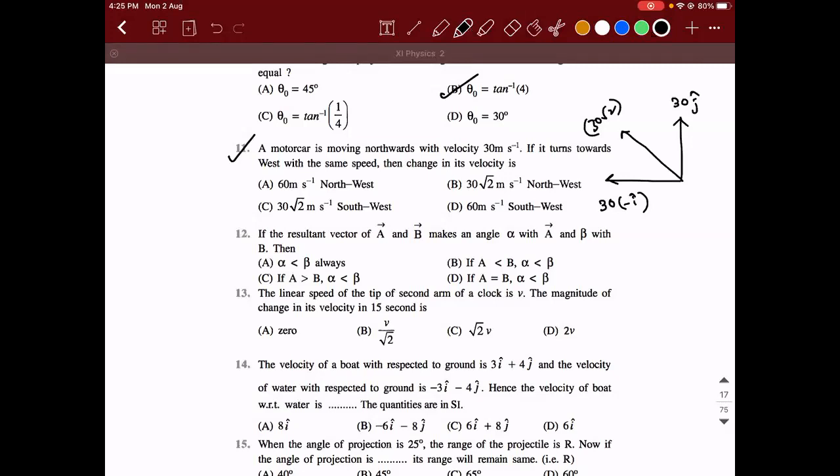Sir, did you do it with the triangle law or the parallelogram law? However you do, both are the same. The triangle and parallelogram law of vector addition, they both are same. But what is the answer you got? Southwest, sir, 30 root 2. Why would it be so? It should be northwest. The motorboat is moving northward with the velocity. If we turn towards the west at the same speed, then the change in its velocity.